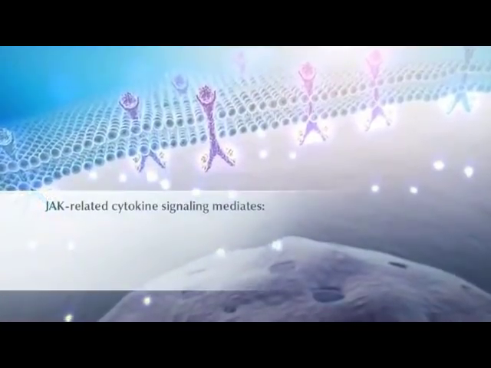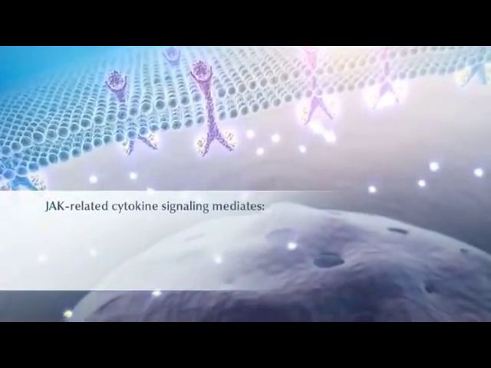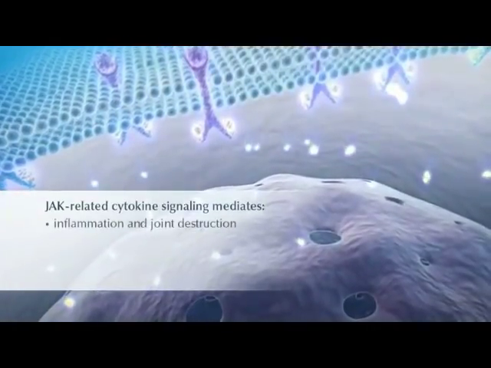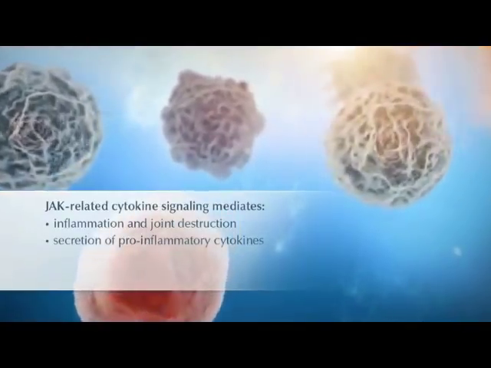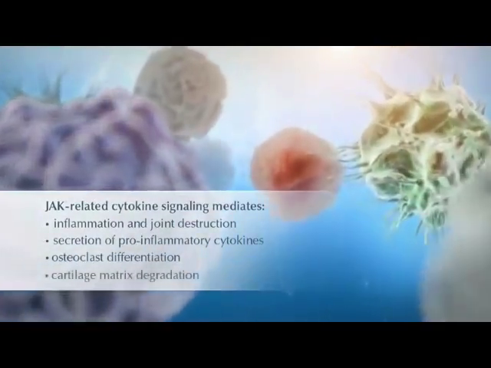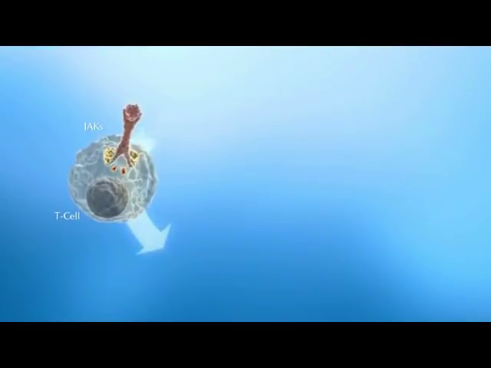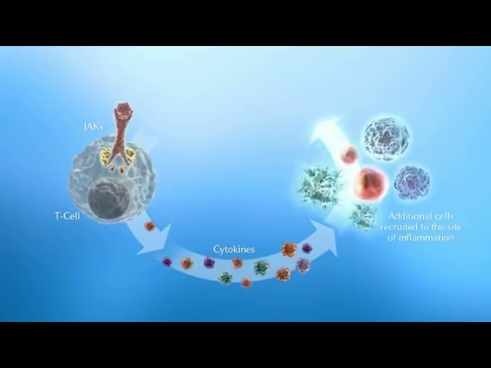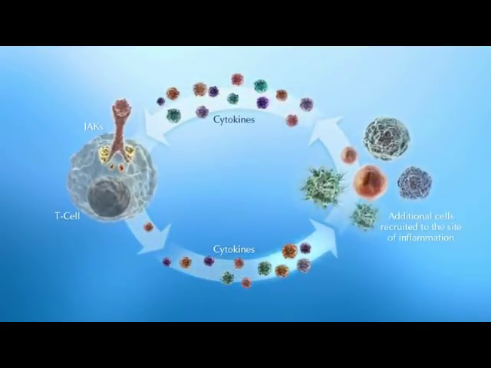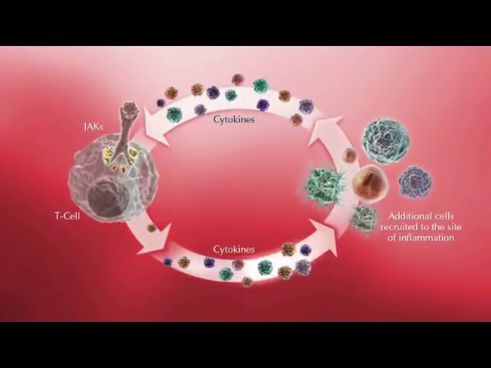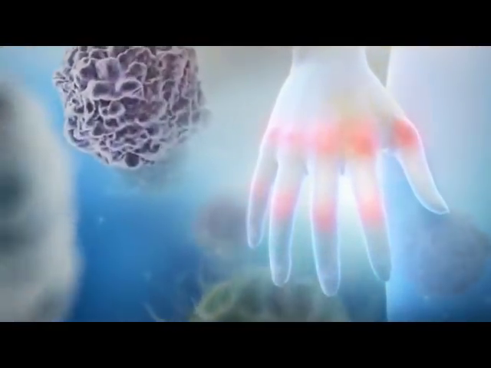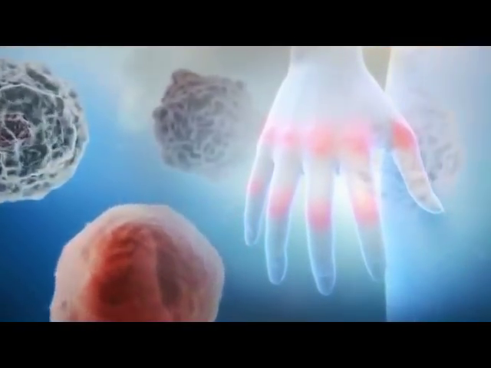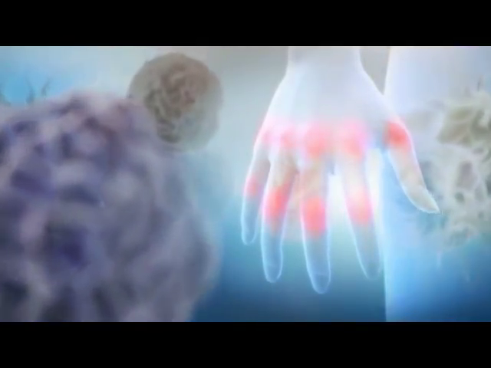Depending on the cytokine and the inflammatory cell, receptor activation and cytokine signaling results in a number of cellular events that accelerate inflammation and joint destruction, including increasing secretion of other pro-inflammatory cytokines, increasing osteoclast differentiation, and increasing bone resorption and cartilage matrix degradation. Thus, JAK-related intracellular signaling participates in a feedback loop that accelerates and sustains cytokine-mediated recruitment and activation of T cells and other cells that promote joint inflammation and destruction. Exploring new cytokine signaling pathways important in the pathophysiology of rheumatoid arthritis, such as those involving JAKs, may result in new strategies for treating this challenging disease in the future.